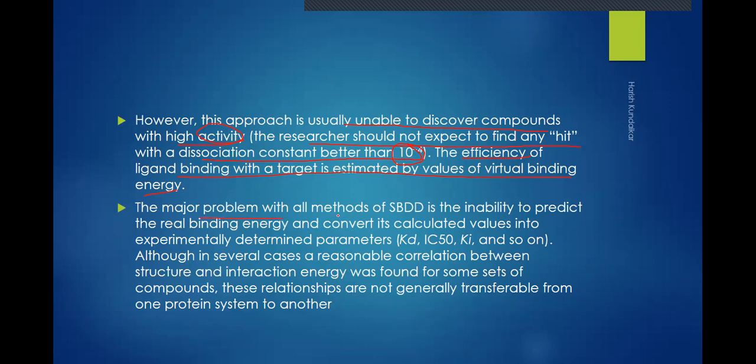Another major problem with not only docking but with all other methods of structure-based drug design is the inability to predict the real binding energy and to convert it to its calculated value, that is, the experimentally determined parameters like KD, IC50, KI, etc. What we have is just the docking score. We cannot directly convert those docking scores into values like KD, IC50, KI, etc. So that is the other drawback of docking.